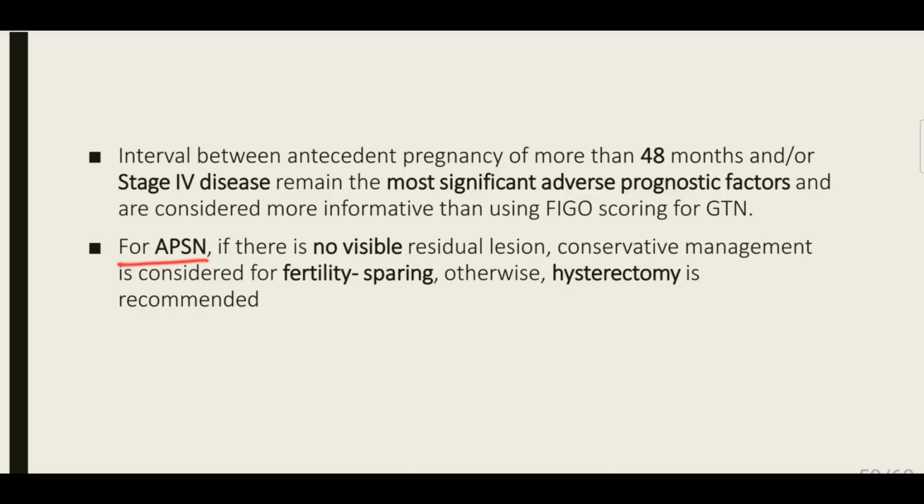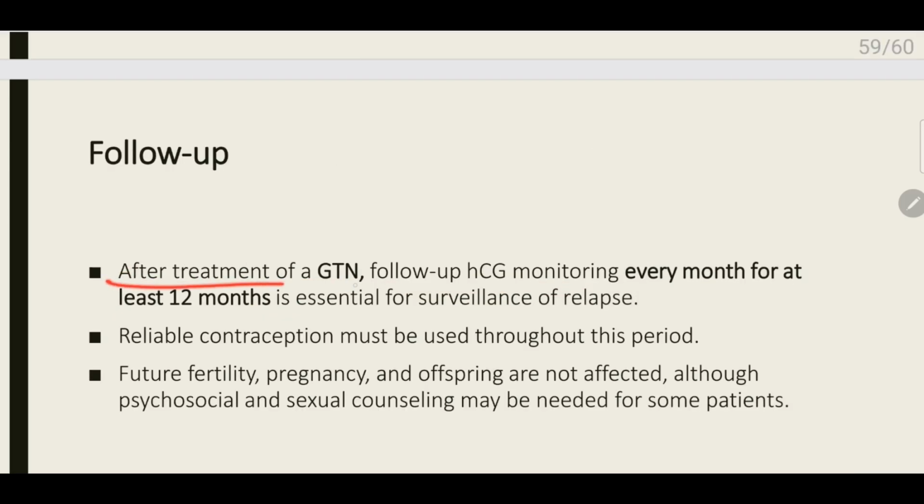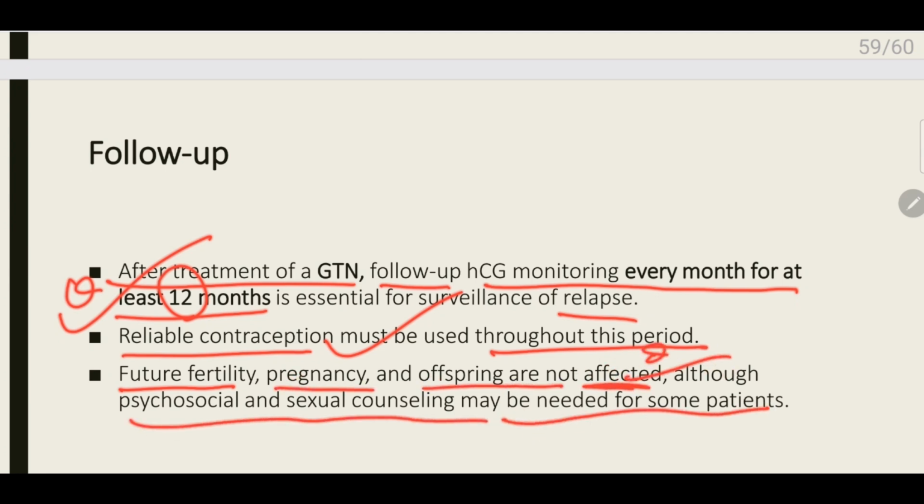For atypical placental site nodule, if there is no visible residual lesion, conservative management is considered for fertility sparing. Otherwise, hysterectomy is recommended. After treatment of GTN, follow-up hCG monitoring every month for at least 12 months is essential for surveillance of relapse. Reliable contraception must be used throughout this period. Future fertility, pregnancy, and offspring are not affected, although psychosocial and sexual counseling may be needed for some patients.